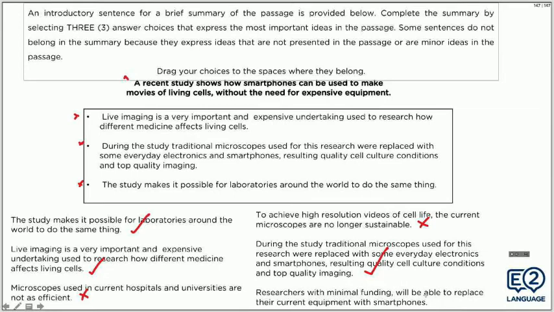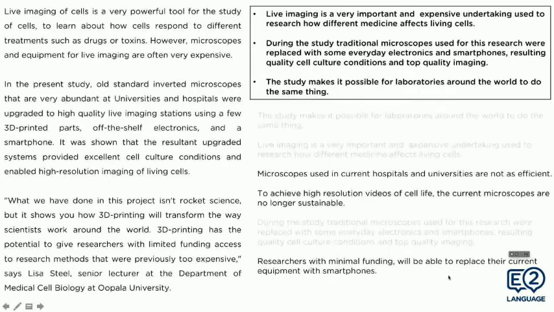Researchers with minimal funding will be able to replace their current equipment with smartphones. Well, it didn't say that. It certainly didn't say replace. It said sort of amend or update or improve, didn't it? Cool. So this is how we can look at it here. We have the correct sentences in the box, we have the eliminated sentences, and we have the ones that match the information in the passage.